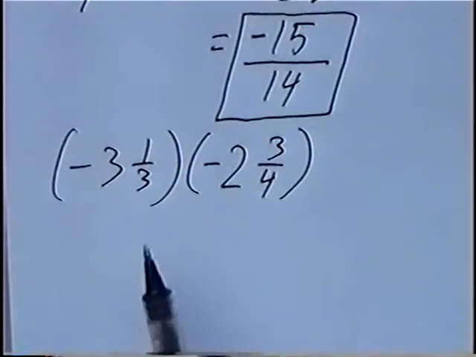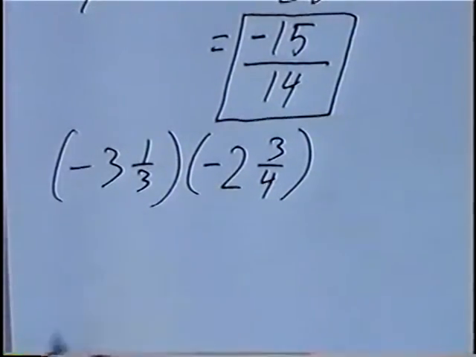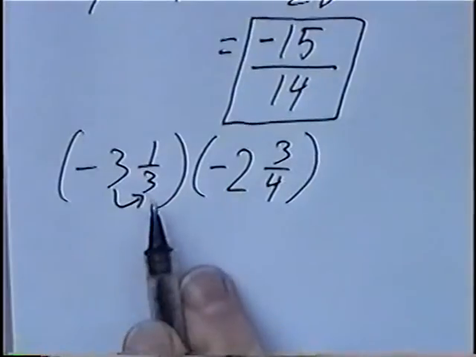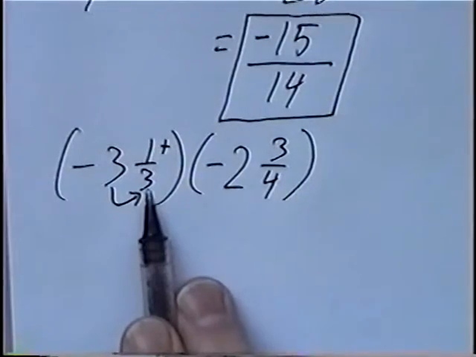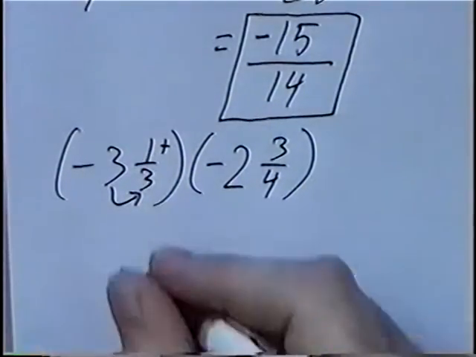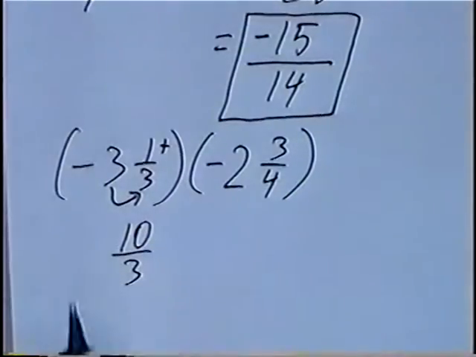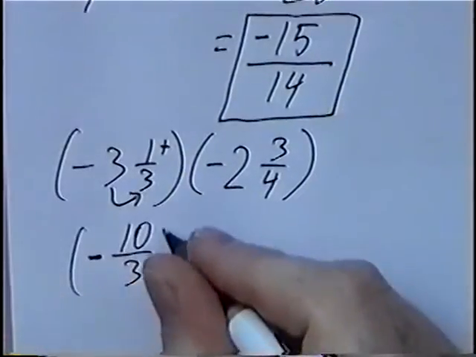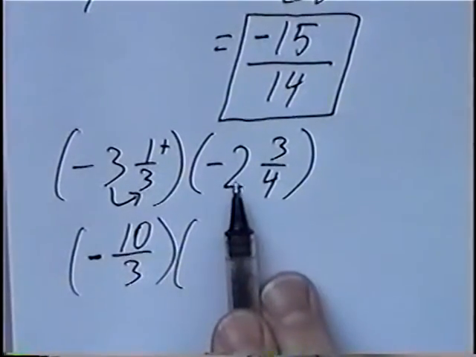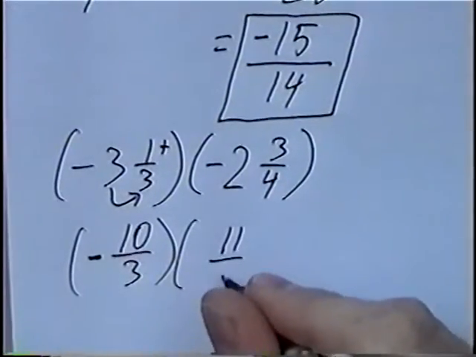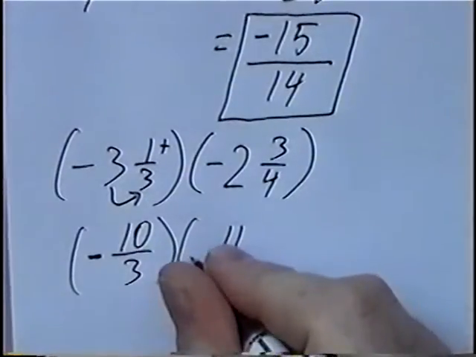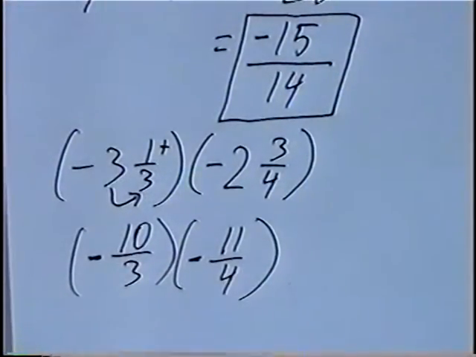Just like adding or subtracting fractions, when we have mixed numbers, we can change these into improper fractions. Improper fractions, again, we'll take the number in front, multiply by the denominator, and then add the numerator. So -3 times 3, we'll have 9, plus 1 more would be 10. And since we have a negative, we'll have -10/3. The second parentheses, multiplying 2 times 4 will give us 8, plus 3 more would be 11. 11/4, and again bring the negative sign down, so we'll have -11/4.